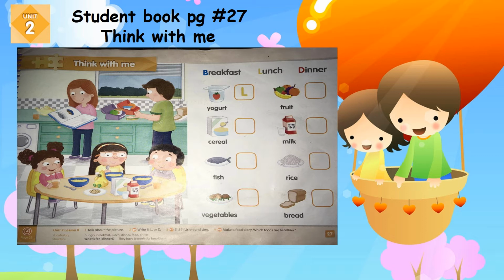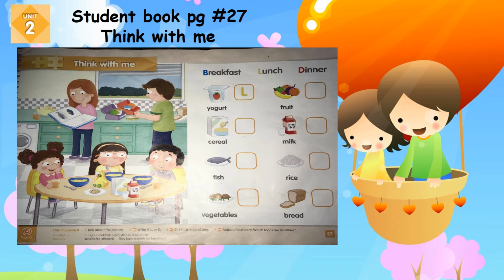I'm so hungry, what's for lunch? Do you want a sandwich? Yes, please. What about some milk? Yes, please. And some yogurt and some fruit. Oh, yes. Yes, please.